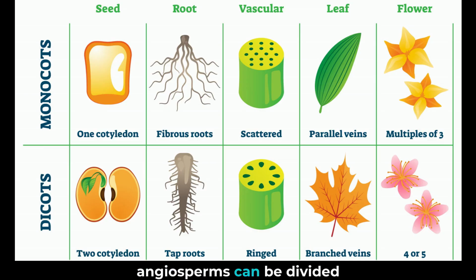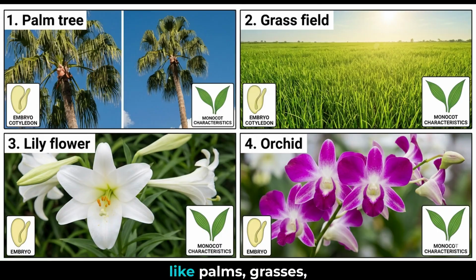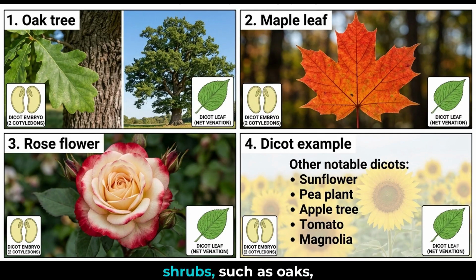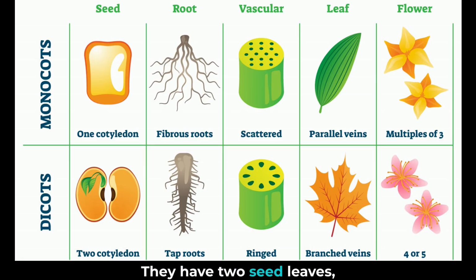Structurally, angiosperms can be divided into two main groups, monocots and dicots. Monocots include plants like palms, grasses, lilies, and orchids. They have one seed leaf, parallel leaf veins, and flower parts usually in multiples of 3. Dicots include most trees and shrubs, such as oaks, maples, and roses. They have 2 seed leaves, net-like leaf veins, and flower parts, typically in multiples of 4 or 5.